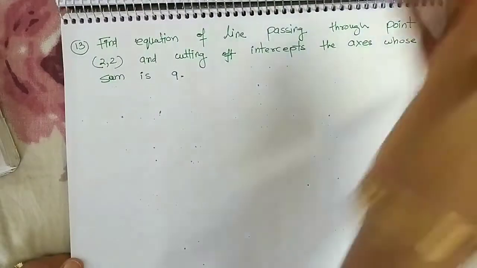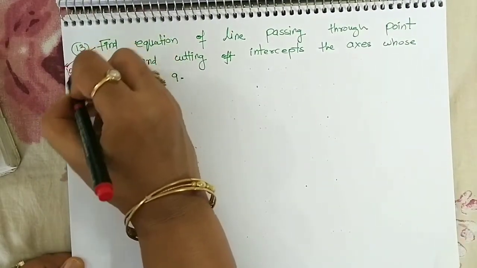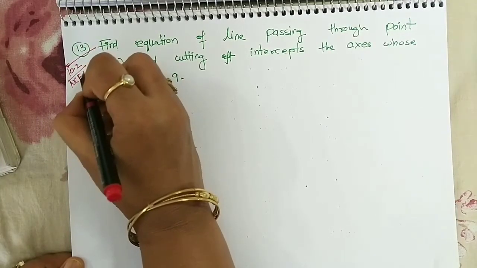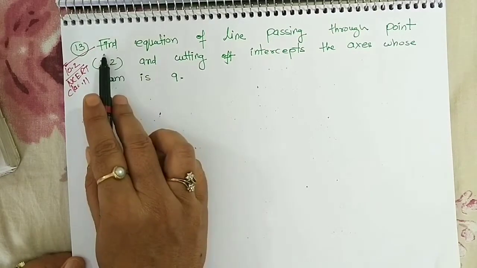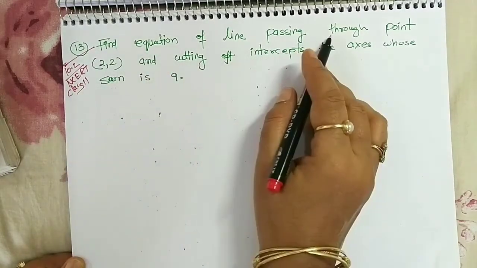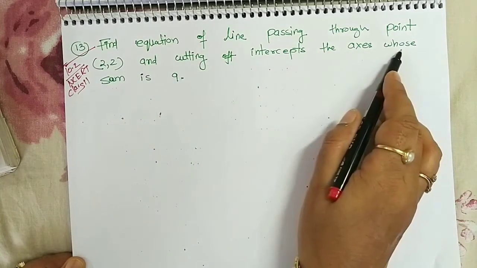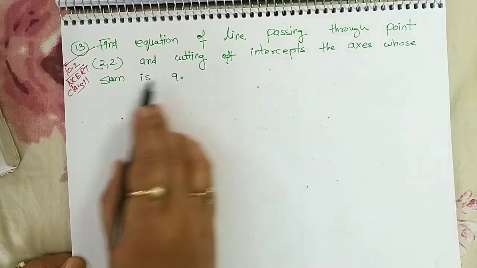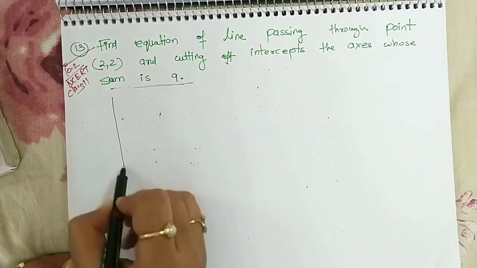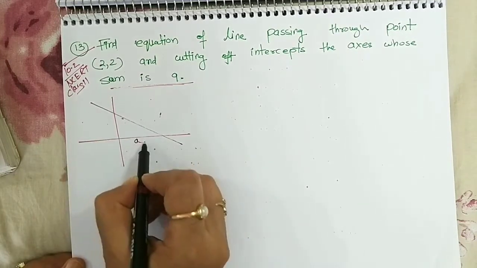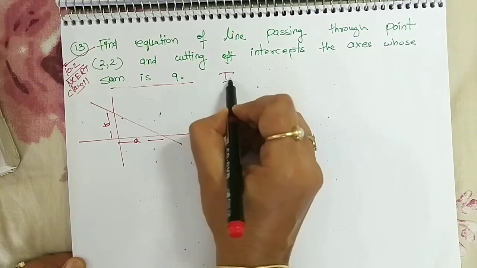Just one more question, guys. Question number 13. This is from exercise number 10.2, NCERT class 11. Okay. So they are saying find the equation of line passing through this point and cutting off intercepts on the axes whose sum is this. The sum is given. So it is something like this. Suppose this is the line and these are the intercepts. And I just told you what is the intercept form.